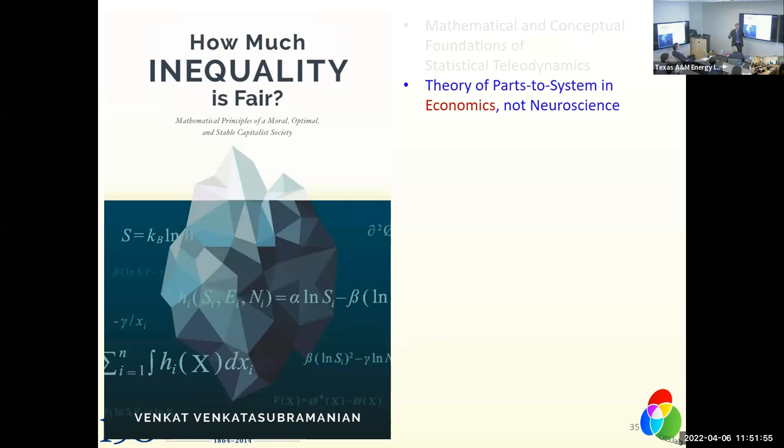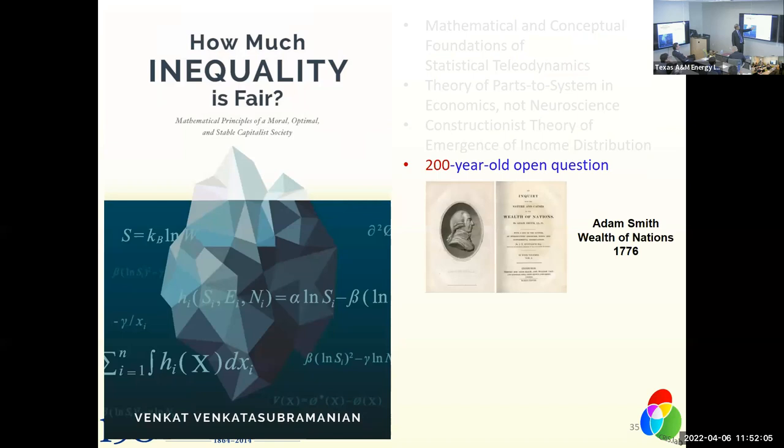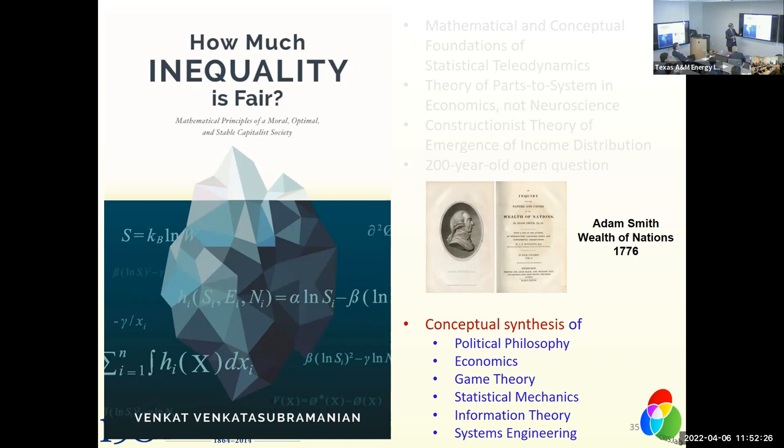But it ended up answering a different and equally interesting question. It's a constructionist theory of the emergence of income distribution. And it answered this 200-year-old open question, which has been there since the days of Adam Smith and Wealth of Nations: how much inequality is fair. It was completely unexpected for me. And the math and the conceptual framework actually guided me more than me guiding its development. It's really a synthesis, bringing in ideas from political philosophy, economics, game theory, statistics, information theory, and systems engineering.